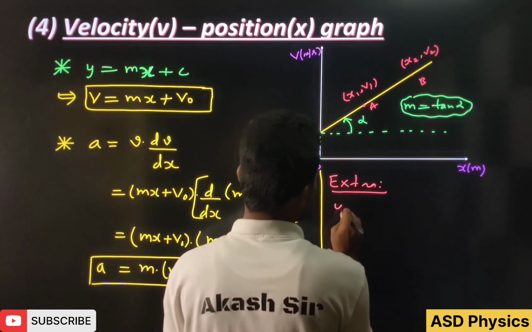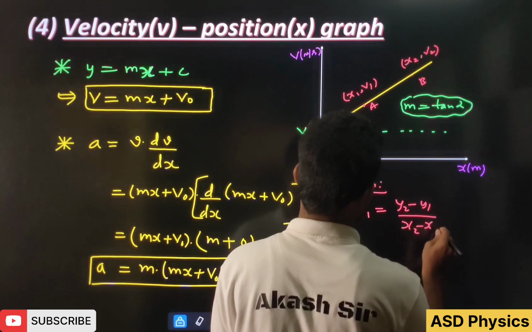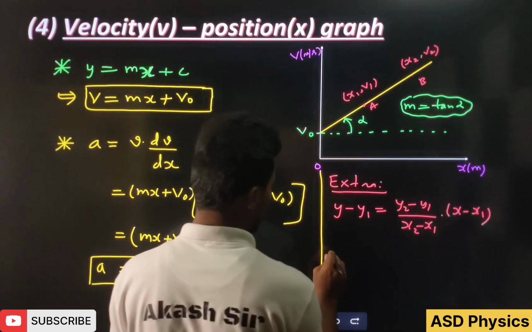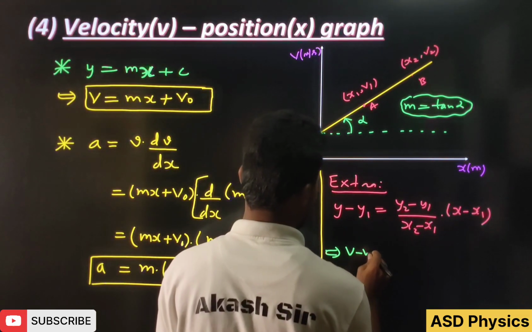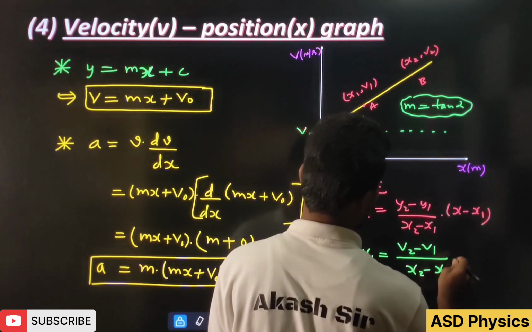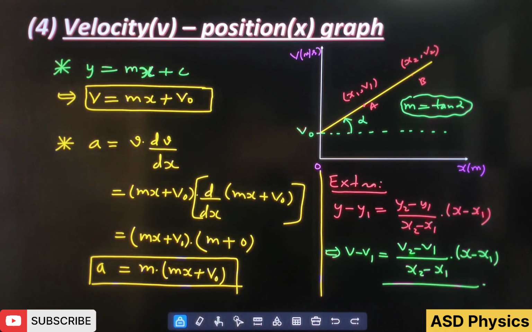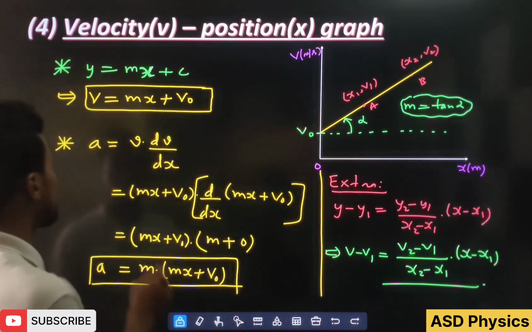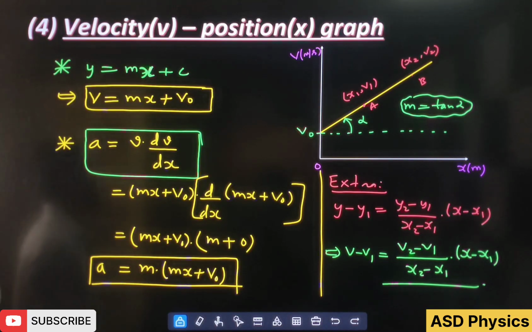What is the equation? Maybe in maths you have seen, y minus y1 equals (y2 minus y1) by (x2 minus x1) into (x minus x1). With the same basis we'll write the equation for this line. On the vertical axis what is there? Velocity. So we'll write here, v minus v1 is equal to (v2 minus v1) by (x2 minus x1) into (x minus x1). This you can also use to write the equation of a straight line, and then you can use this formula and get the acceleration here. So this is the velocity position graph.